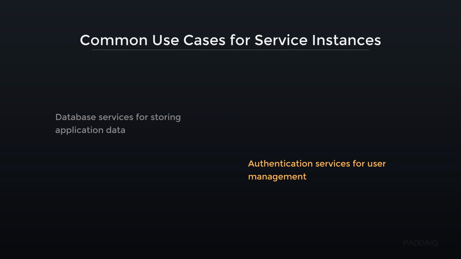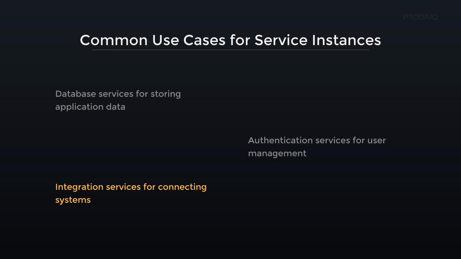Authentication services for user management. This means using BTP to securely handle user logins and access control across applications. For example, a retail company could use this to let employees securely access both sales and inventory systems with one login. This ensures secure, centralized identity management across your business applications.